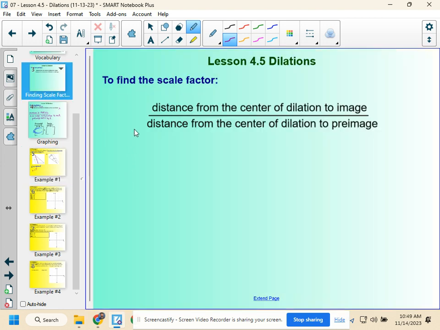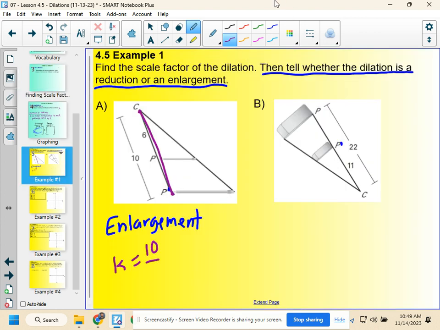And then my denominator is what's the distance from the center to the pre-image. So I go back, I look at the distance from the center to the pre-image, which is right here. That's a distance of 6 units. Okay, this is my scale factor, 10 over 6. I just want to reduce it. Okay, it's just like a slope or any other fraction you're working with. We'd always want to reduce that.